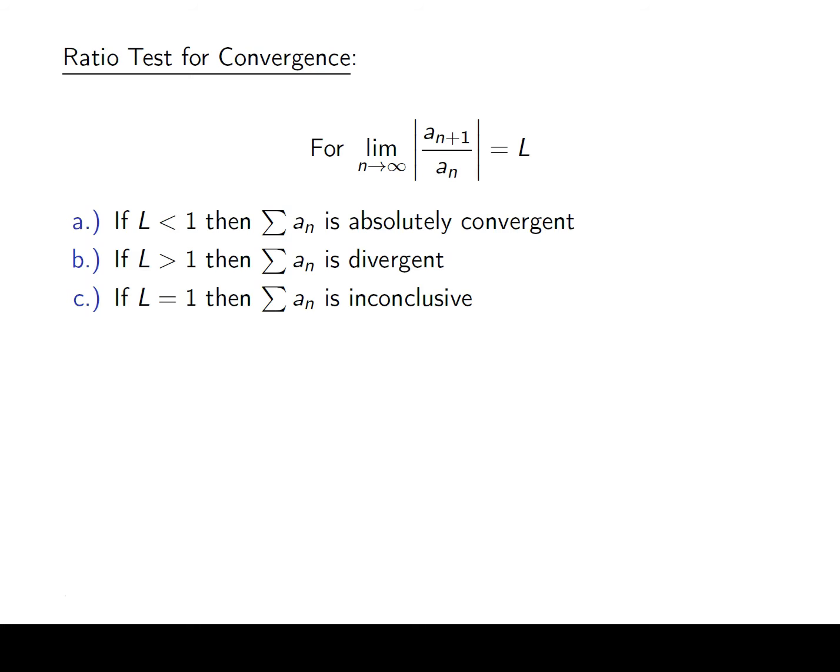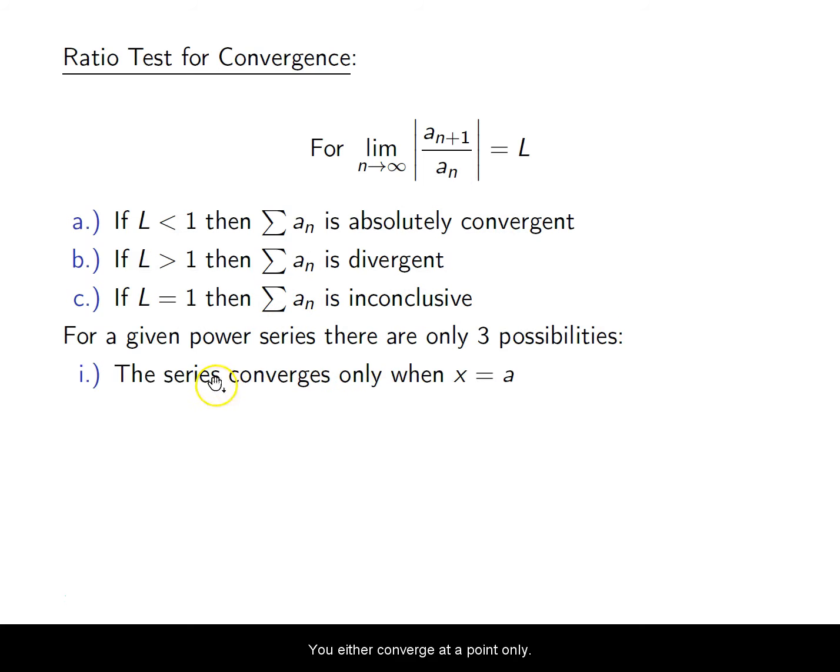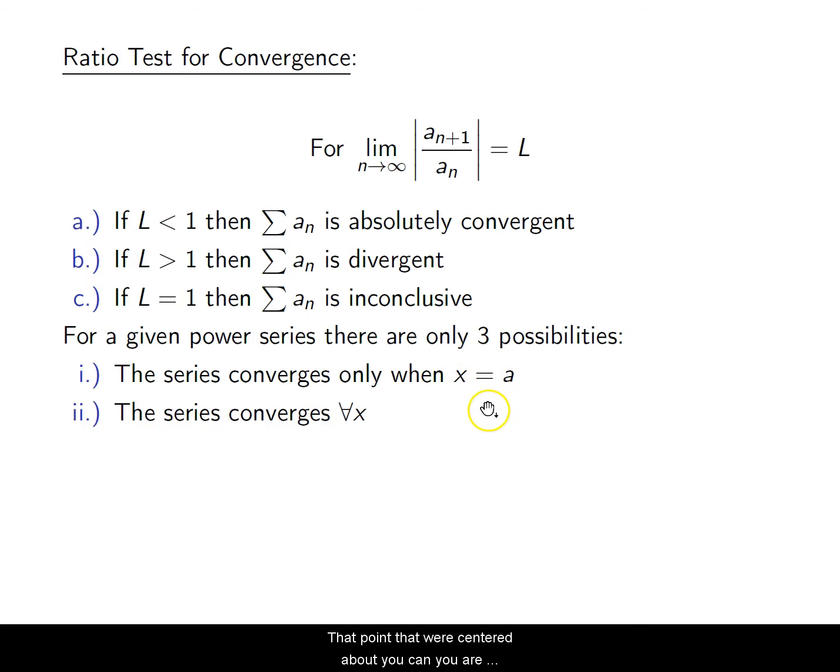Okay. So for a given power series, there are only 3 possibilities. Okay, and this is in response to when you are convergent. You either converge at a point only. Okay, that point that we're centered about. Or you are convergent for all of x. Okay, meaning the entire number line, the whole real number line.